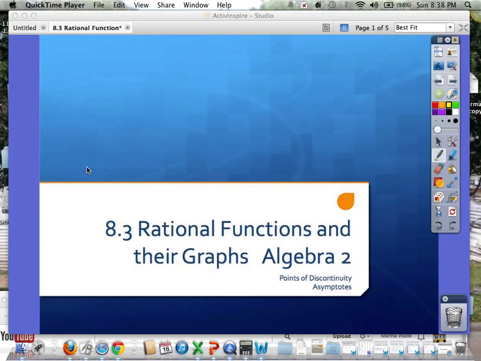8.3 rational functions and their graphs. And we're going to talk about points of discontinuity and asymptotes. So let's get started.